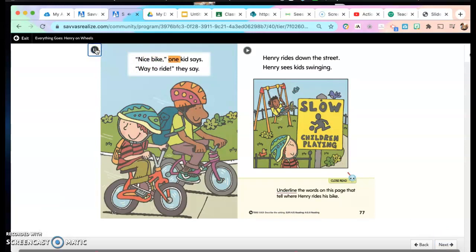"Nice bike," one kid says. "Way to ride," they say. Henry rides down the street. Henry sees kids swinging. Nice.